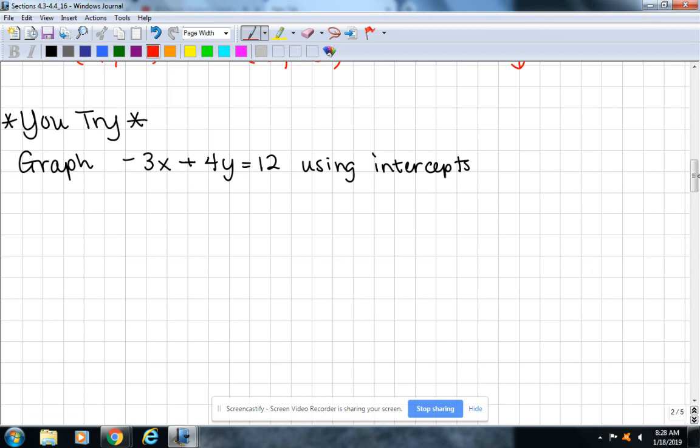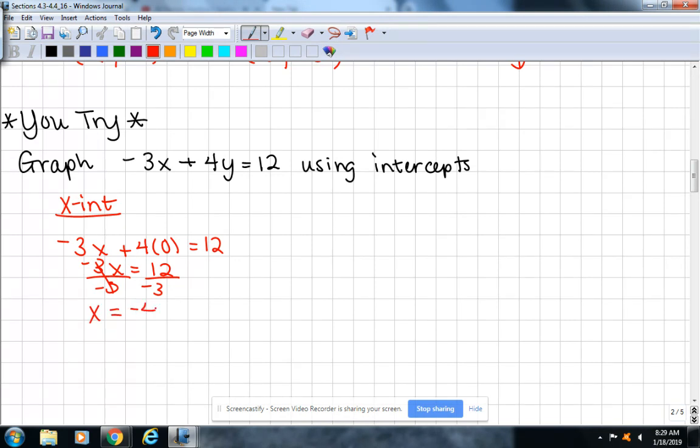Can y'all please tell me, how do we get an x-intercept? 0 in for y. So negative 3x plus 4 times 0 equals 12. And then the 0 makes 0, so that's negative 3x equals 12. Then what? Divide by negative 3 on both sides, and x equals what number? Negative 4. So what's the ordered pair for the x-intercept? Raise your hand if you got that part correct.